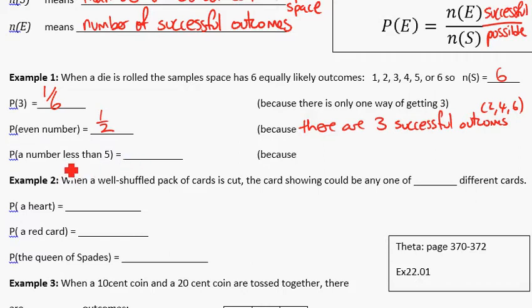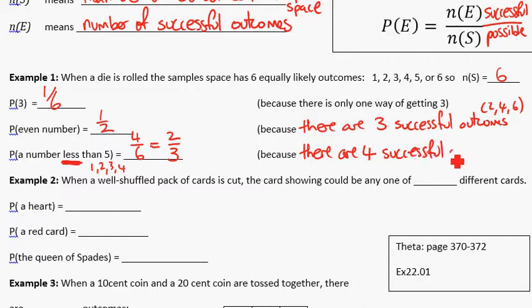Probability of a number less than 5. You have to be careful reading. Less than 5 would mean a 1, a 2, a 3 or a 4. So that would be 4 out of 6 possibilities. Simplify, always simplify your fractions, because there are 4 successful outcomes, and we could list them there.